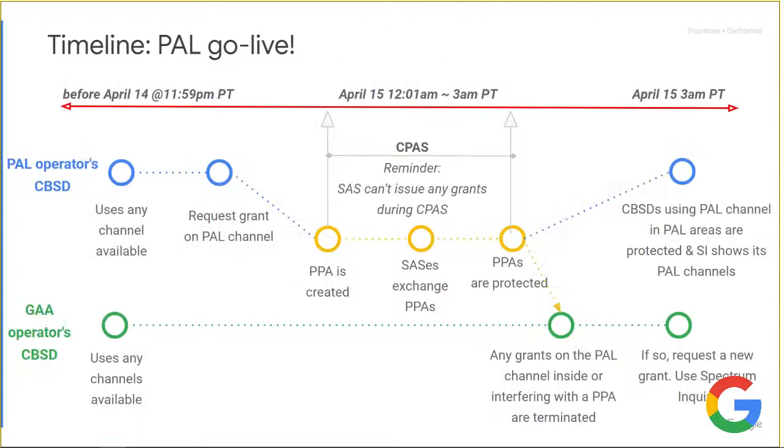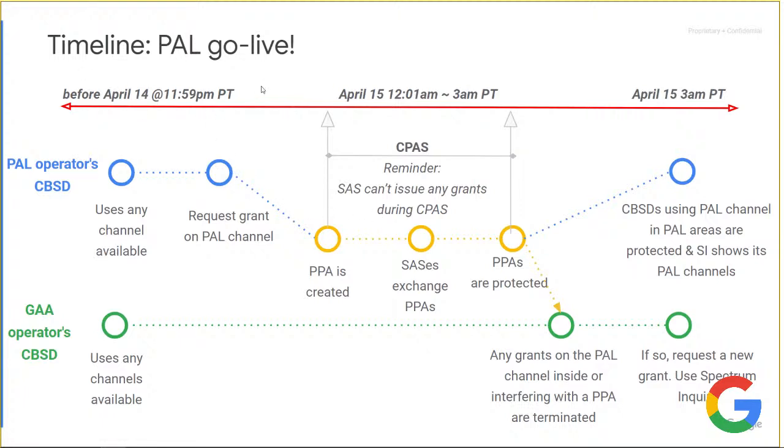So beyond that, we need to dive a little bit deeper, and there's a lot of information on this slide. I'm going to take you through it so you can understand what we're showing here. But this is the process for PAL Go Live. This is what's going to happen on April 15th. And I'm going to walk you through two different scenarios here. First, for the PAL operator in blue, and then those GAA operators in green.